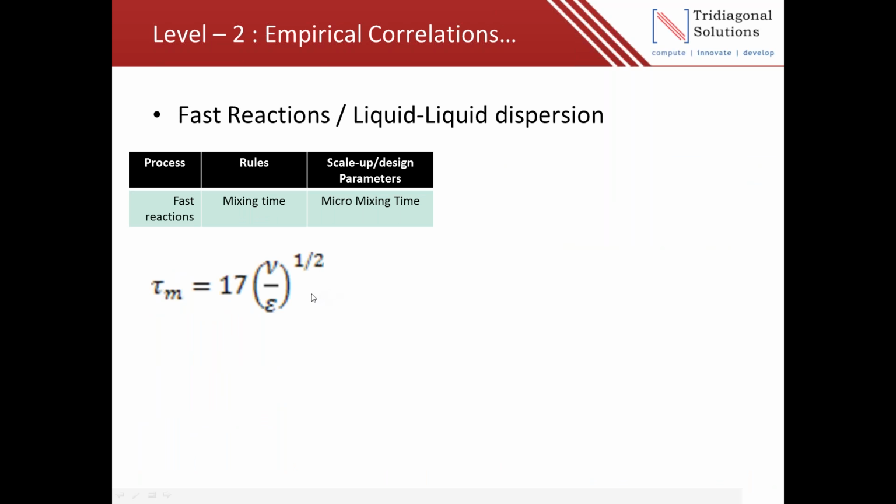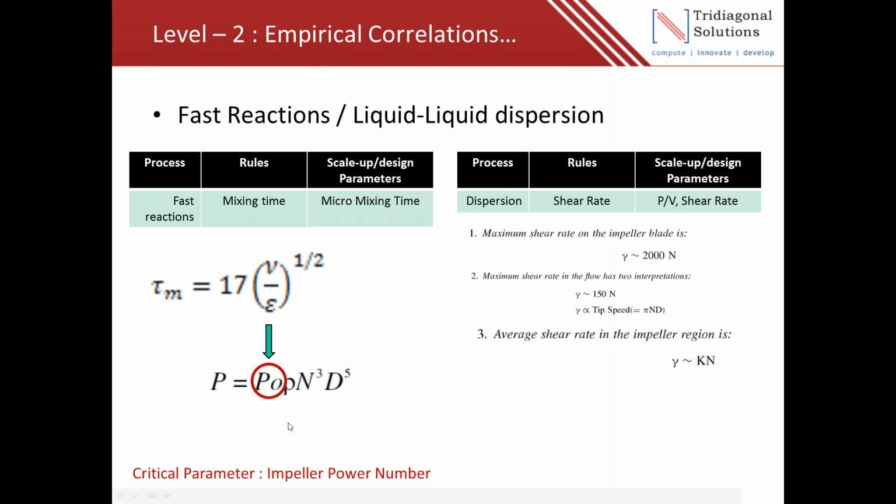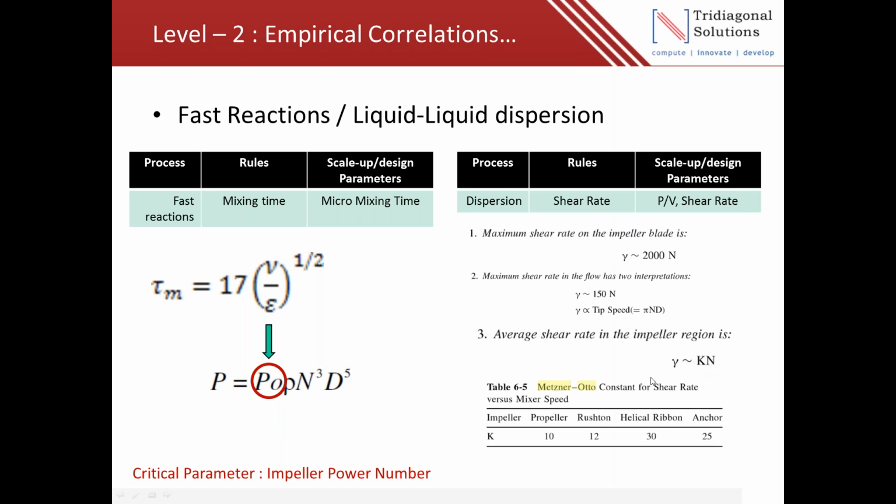For fast reactions, we are looking at micro mixing time, which again depends on the power consumption. The energy dissipation rate also depends upon the power consumption. Again, impeller power number becomes a critical parameter. Similarly, for liquid dispersions, we can look at the shear distribution or shear rate. To estimate the shear rate, we typically use the Metzner-Otto equation to estimate the average shear. There is a Metzner-Otto constant, which depends on the type of impeller we are using for our application. These parameters are available for a few impellers and not for each and every impeller.